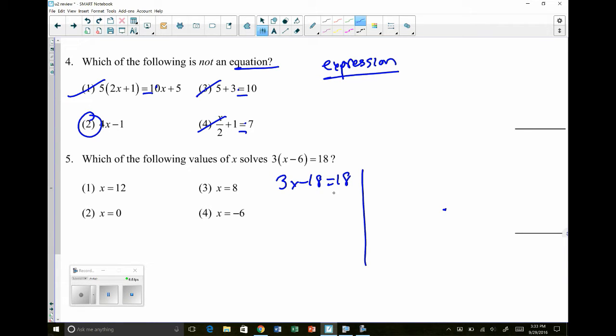3x minus 18 equals 18. Add 18. 3x equals 36. X equals 12. Great. X equals 12 is the answer.